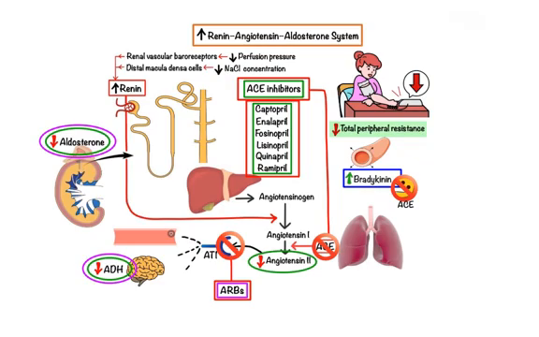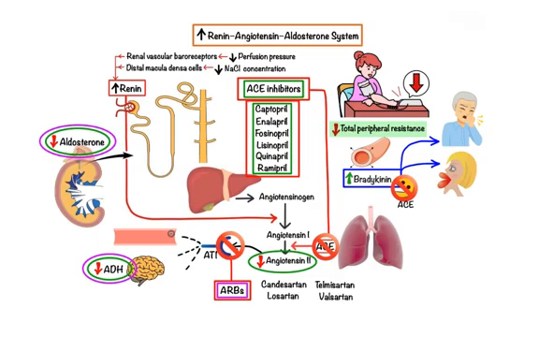This makes ARBs a good alternative to ACE inhibitors, as more bradykinin not only contributes to the vasodilation, but also contributes to some of the side effects of ACE inhibitors, such as cough and angioedema. Drugs in this class include candesartan, losartan, telmisartan, and valsartan.